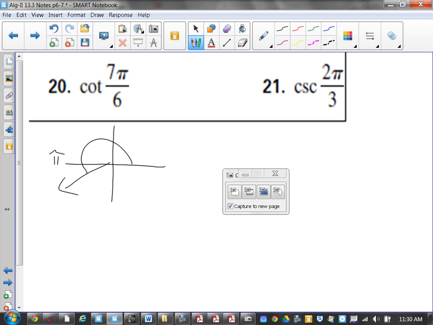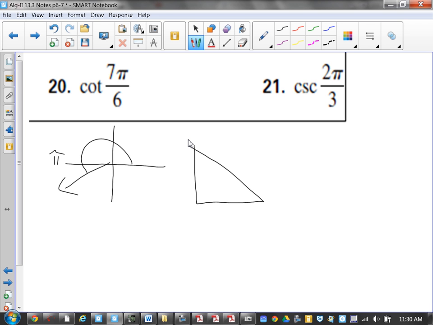Pi over 6 is my reference angle, so pi over 6 corresponds to which angle? 30, 45, or 60? Try again. 30. Oh, because your reference angle bounces off the horizontal. Yep. The reference angle bounces off. So you're in the third quadrant. You know it's cotangent, so it's going to be positive or negative? Positive, because they're both negative.